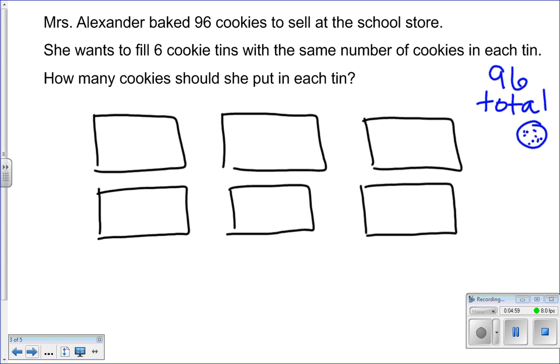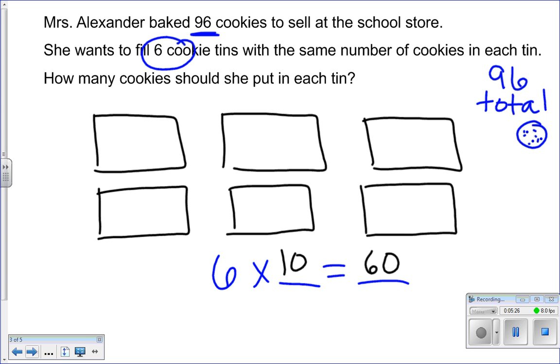So I know that I need to figure out how many times do I need to count by 6 to get to my 96 cookies? Do you agree? Yes. It's a big number, so when I think of my multiples of 6, I'm going to start with something I know, and I know my multiples of 10. I know 6 times 10. Perfect. 6 times 10 equals 60. I'm that much closer to 96, but I need to keep going. But before I move on, I'm going to place 10 cookies into each of my tins just to keep track. Perfect.